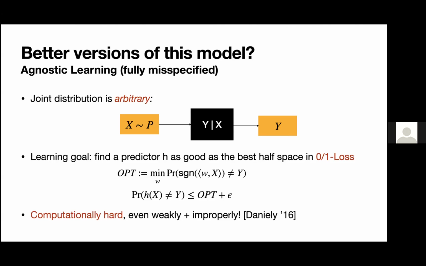This model is nice because it doesn't make any assumption about how y is generated based on x. Unfortunately, it has sort of the opposite problem. It's kind of too general. There are examples, maybe related to cryptography, where if you could do agnostic learning, you could, say, break a cryptographic system, and we don't think it's possible. And so under various assumptions, you can prove that agnostic learning is impossible. For example, Daniely proved a very strong result saying even weak and improper learning is impossible in this model.